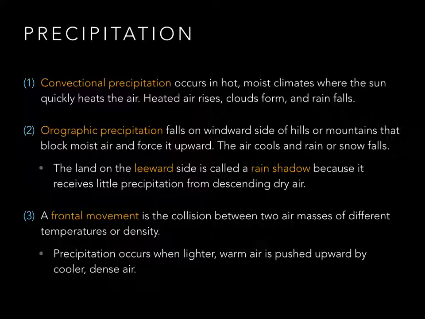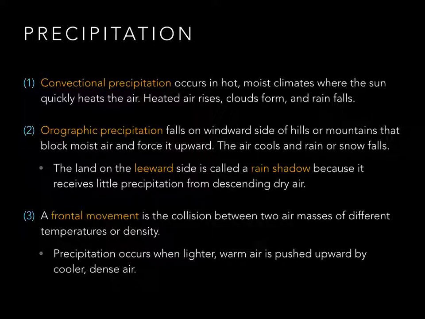Orographic precipitation. This type of precipitation falls on the windward side of hills or mountains that block moist air, and they force this moist air upwards. The air cools, and rain or snow falls. The land on the other side of the mountain, on the leeward side, is called the rain shadow. This land receives little precipitation from the descending dry air off the mountaintop.